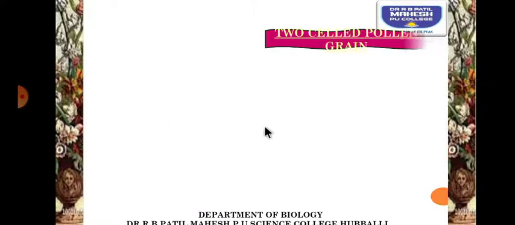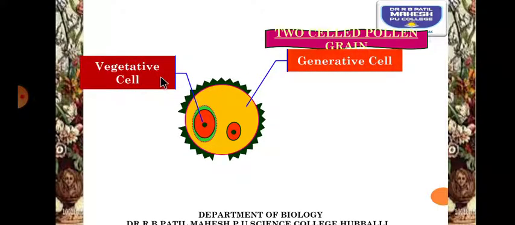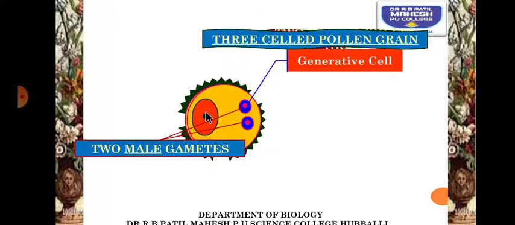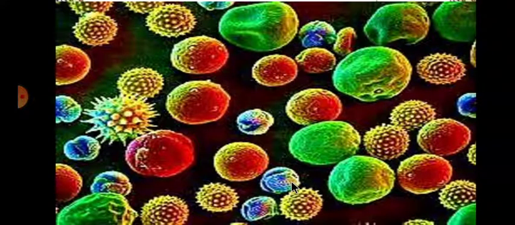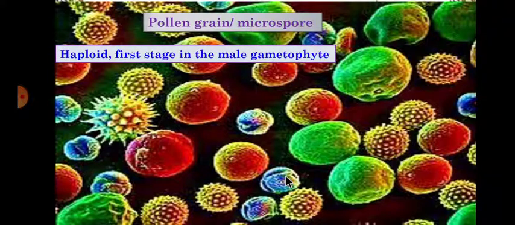Now, further there will be cell division to form male gametes. The generative cell will divide to form two male gametes, and the vegetative cell will nourish the developing gametes. Now this becomes a three-celled pollen grain. The vegetative cell nucleus functions as a tube nucleus and helps in the formation of the pollen tube. So pollen grain is a male gametophyte which can also be called microspore. It is haploid and it is the first stage in the male gametophyte.